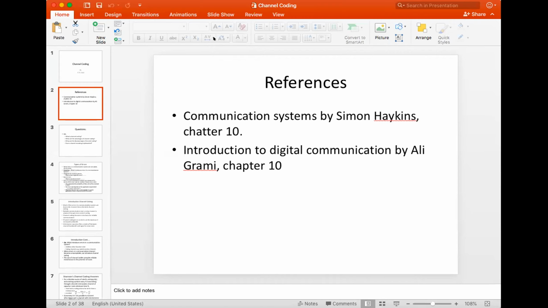in the processing of the information before you do the transmission. So these are processes which are done at the physical layer. Okay. So you will find this in chapter 10 of your Simon Haykin.